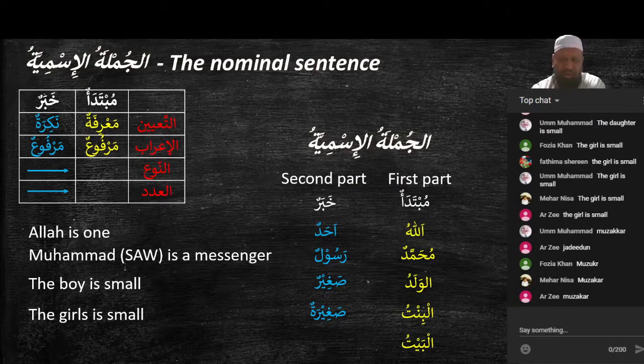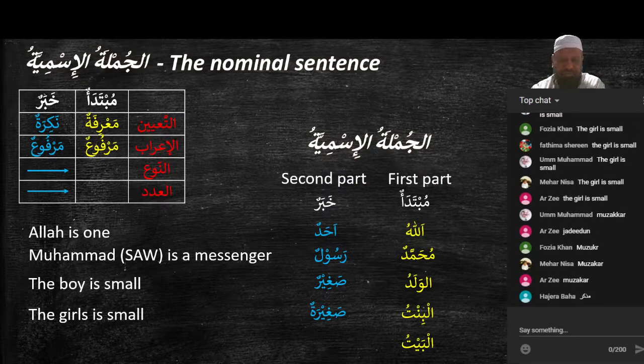So when we bring the khabar, it has to match in naw and in al-adad. So let's bring a word. Jadidun means new. Jadidun means new. So all the rules of khabar have been applied. So we have a jumla.